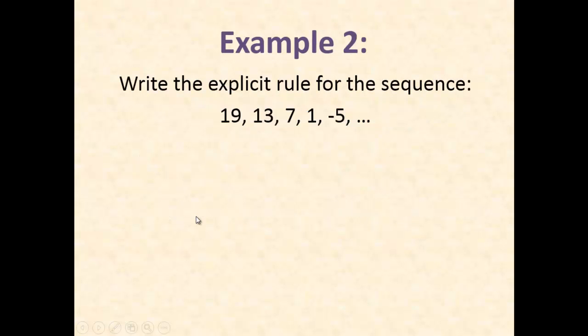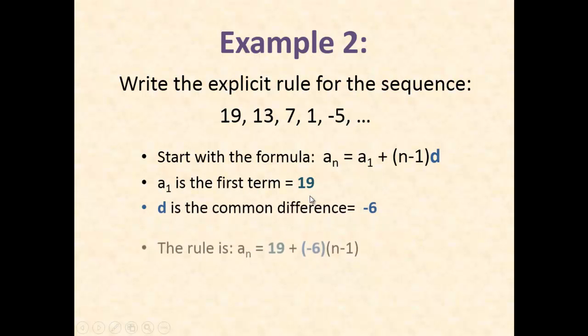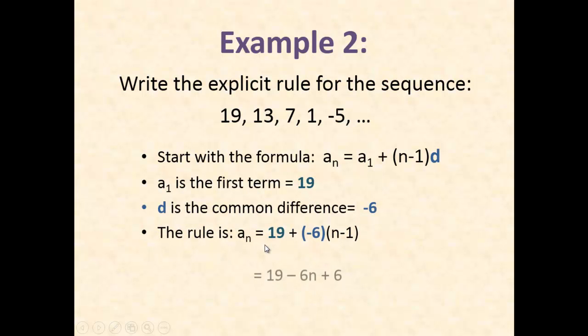The second example. Write the explicit rule for the sequence. From the sequence, we know that a1 is 19, and then the common difference is negative 6. So, if you want to count the an, just substitute into the formula. We have an is 25 minus 6n.